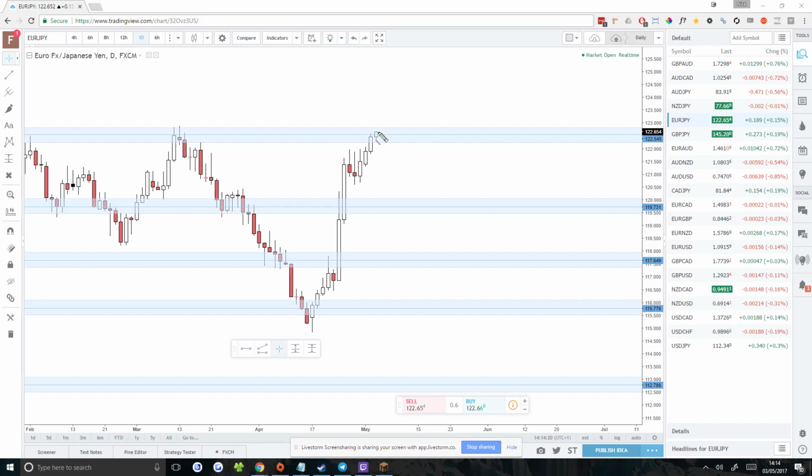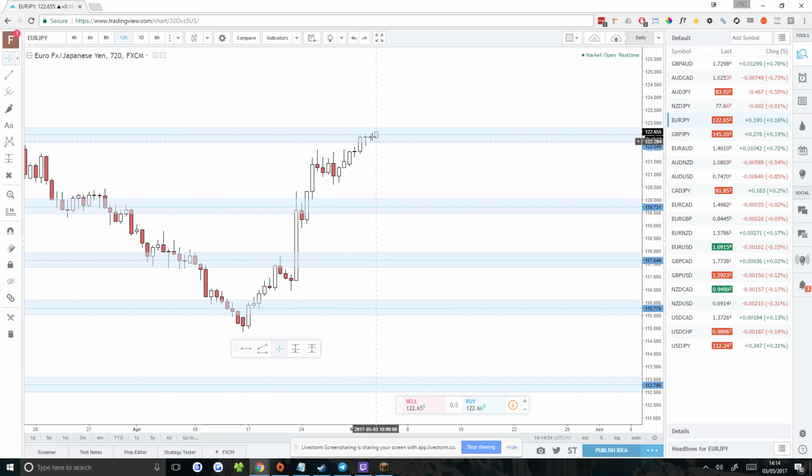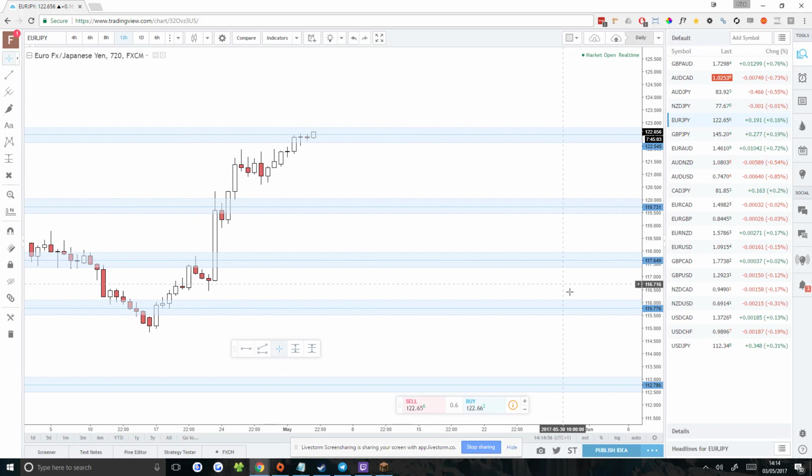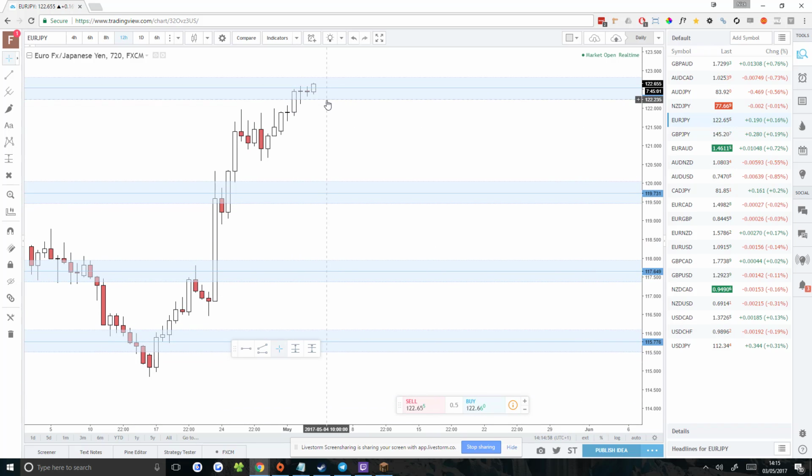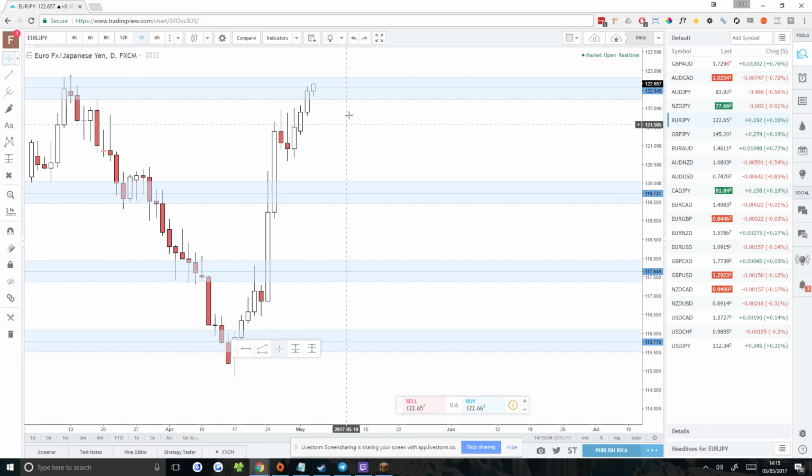So EURJPY is stalling on resistance. Well, it's not really stalling, but it is slowing down on resistance. We've been noticing this since yesterday. It's not very clear on the daily chart, but if you look at the 12-hour chart, it is quite clear that it's stalling on resistance. Right now it's making a new high, so it's looking like buyers are probably going to remain in control of price, but perhaps they won't. We're just going to wait and see.